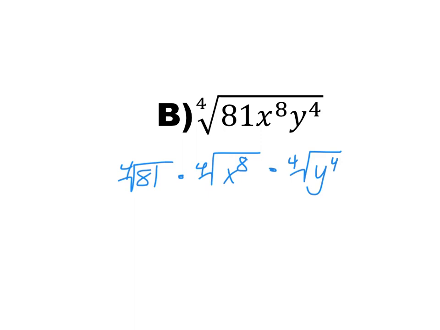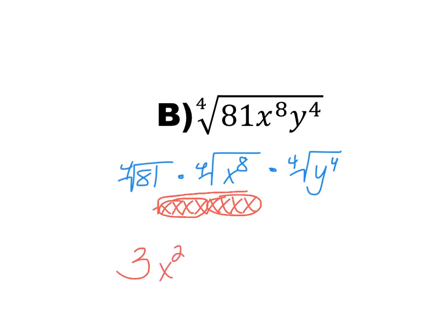It is 3. Now I have the fourth root of x to the 8th. You can do this. You can write out 8 x's. And now how many need to be in a group in order for me to be able to pull it out? 4. So here's a group of 4. And here's a group of 4. How many groups am I going to pull out? 2. So it's x squared.